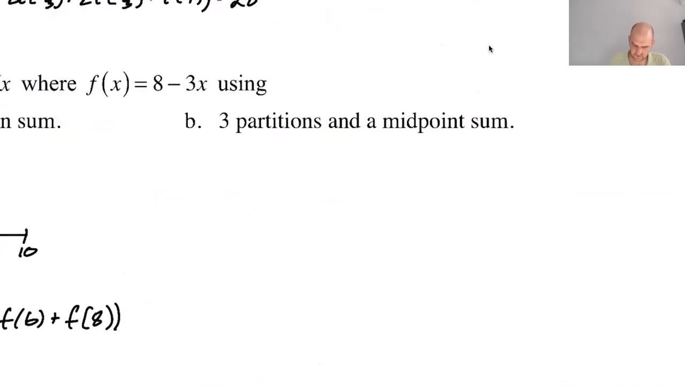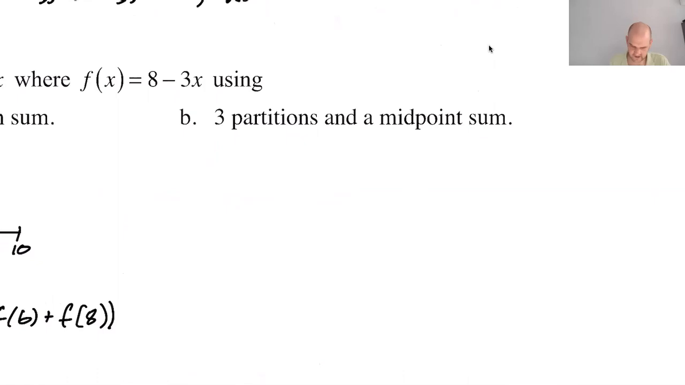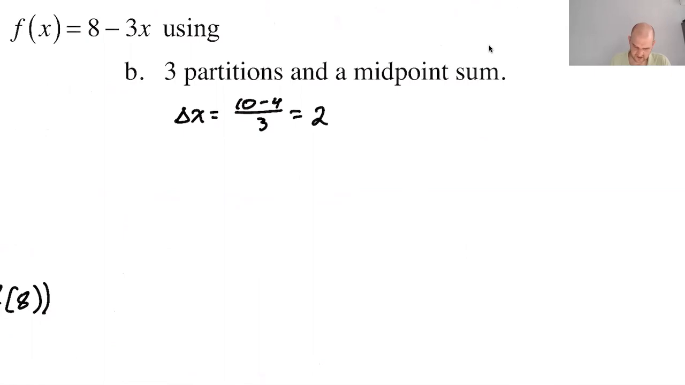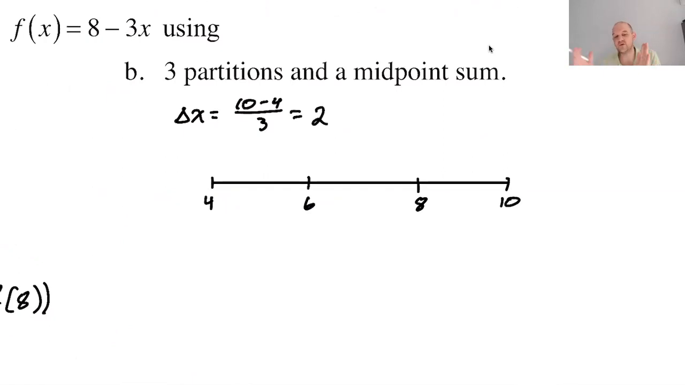3 partitions, midpoint sum. So should I start complaining or what? So 3 partitions is still going to be 10 minus 4 over 3, so 2. And then we're starting, I find it helpful to draw this. It's not really mandatory. If you can work it out, you can work it out. But I think it's good to draw. So here and here, 6 and 8. Those are the end points of the interval.